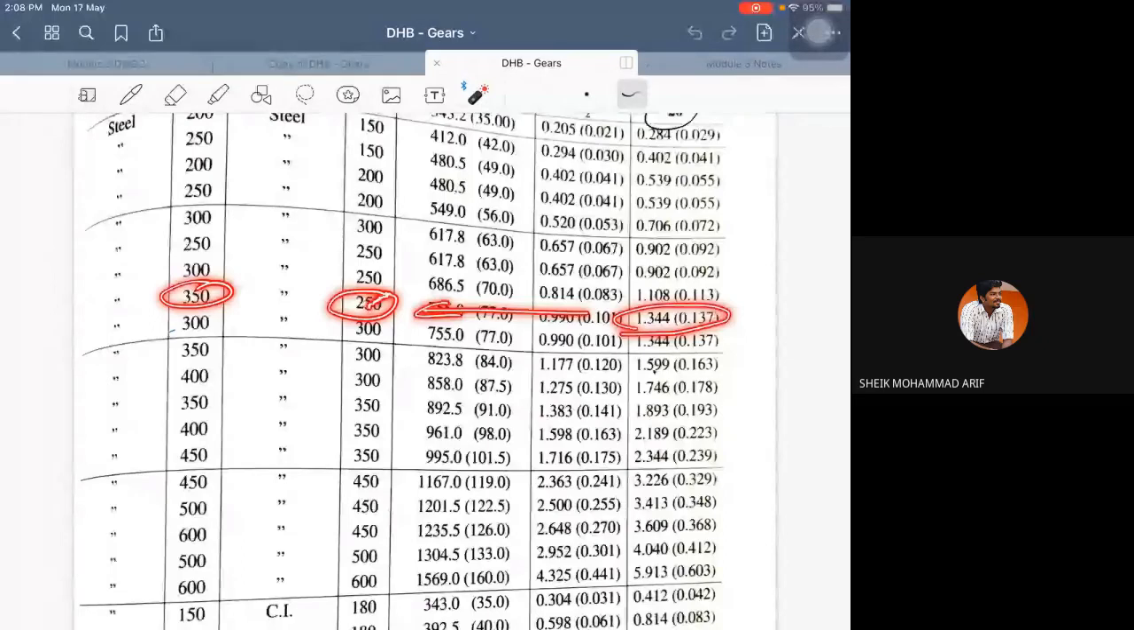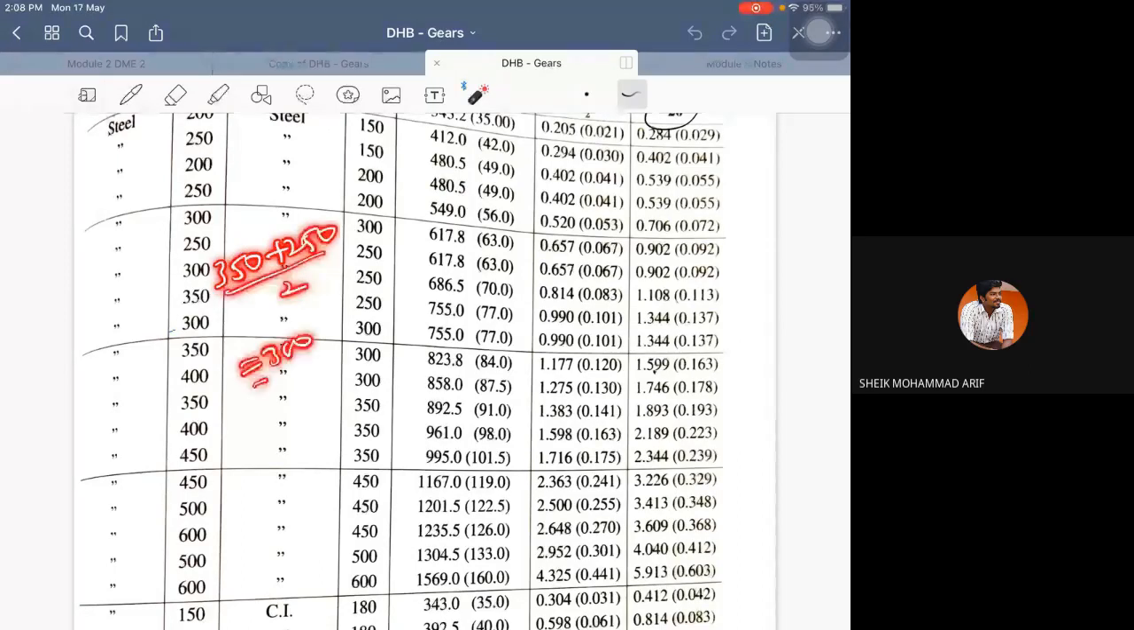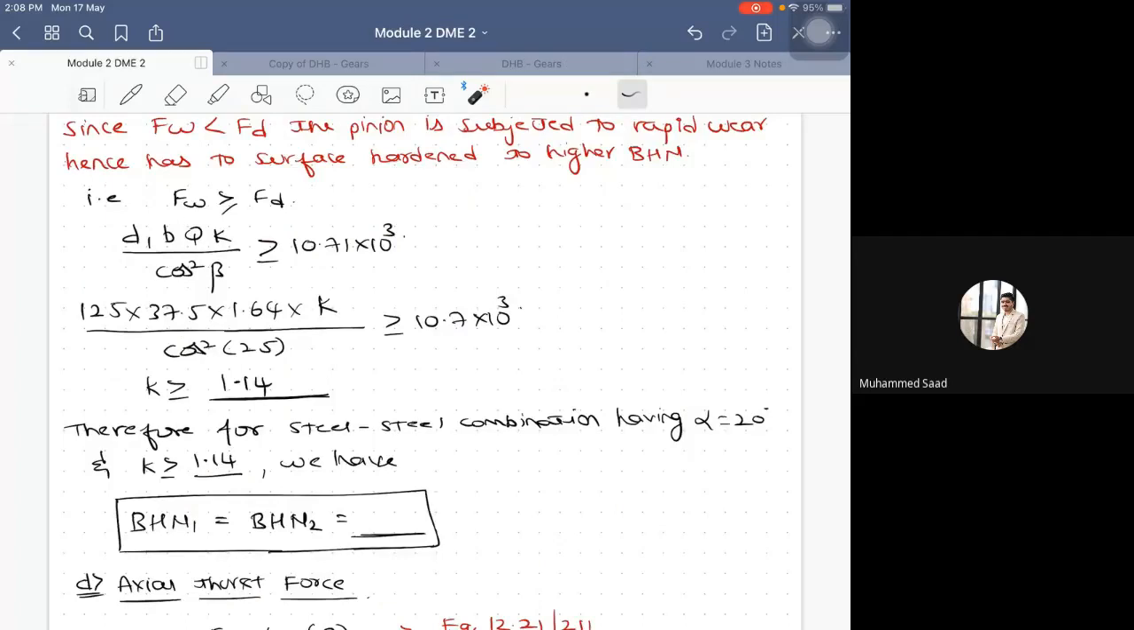So what you do is just take an average of these two. 350 plus 250 divided by 2. I think it comes around 300, right? Am I right? Yes, sir. So that particular value, you can just write it here. Therefore, we have, how much? 300.